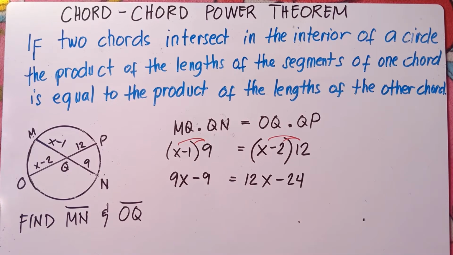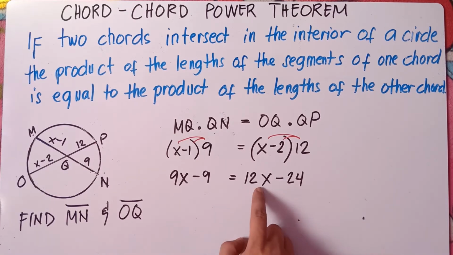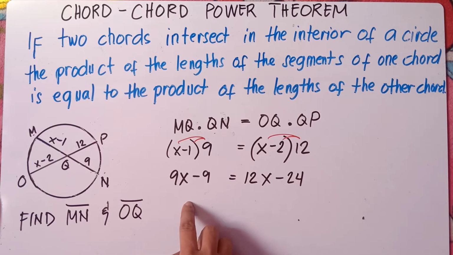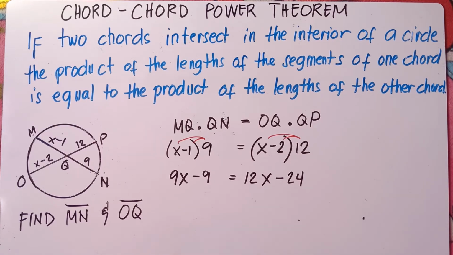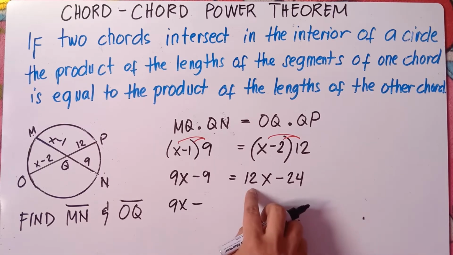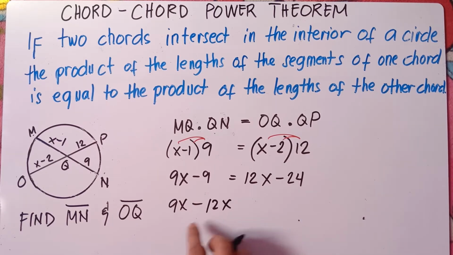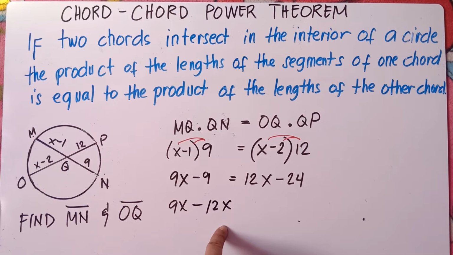Next, you transpose 9 from left to right and 24 from right to left, so that the variable x is on the right side and the numbers are on the left side. You could actually transpose 12 from right to left, but then this would be 9x, and 12, which is positive, becomes negative, so this would be negative 3x. That would be really confusing.